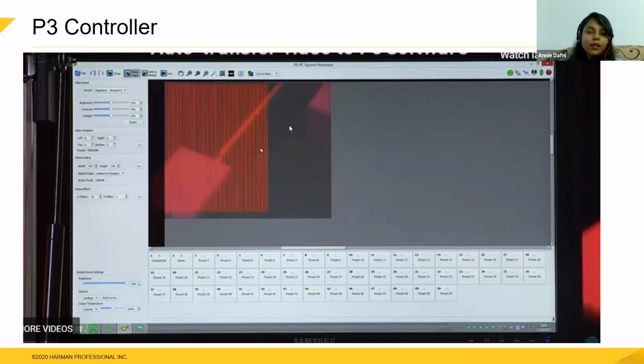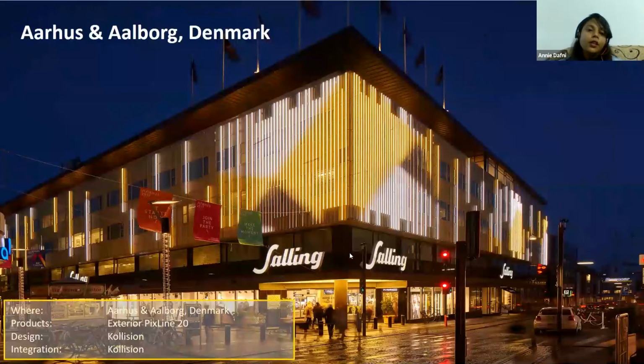So this is just a snippet of the P3 controller software on the PC screen, where in this image the Pixlines are linearly arranged on the software, and the video is playing in the background. So what happens is the addressing automatically happens, and the facade also starts replicating the video that's playing on the software. Okay, so this is a real-time installation using Pixlines. This is Aarhus and Aalborg building in Denmark, and the exterior Pixline 20s have been installed in a very staggered manner here, and abstract videos can be played on them.